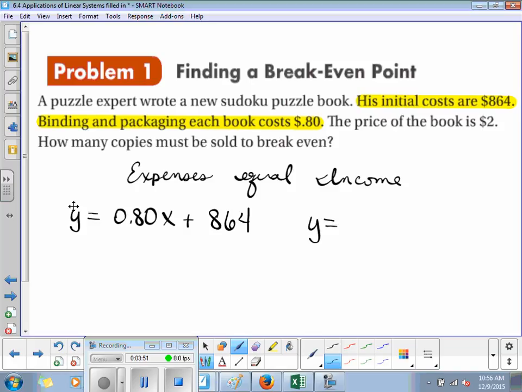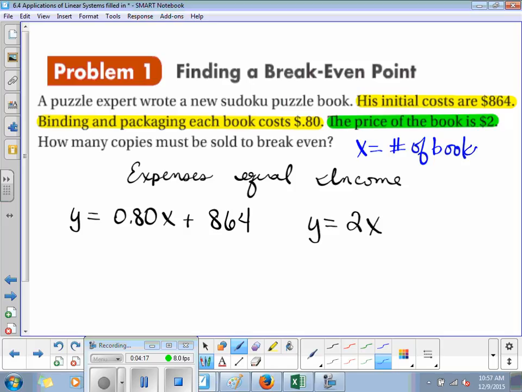And then the equation for the income is just what he's charging for the book, right? So the price of the book is $2. So my equation for the income would be y is equal to 2x, where x is equal to the number of books.